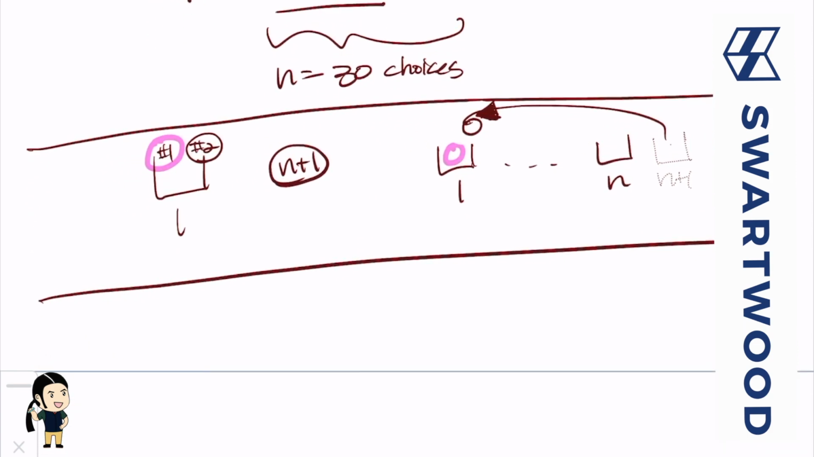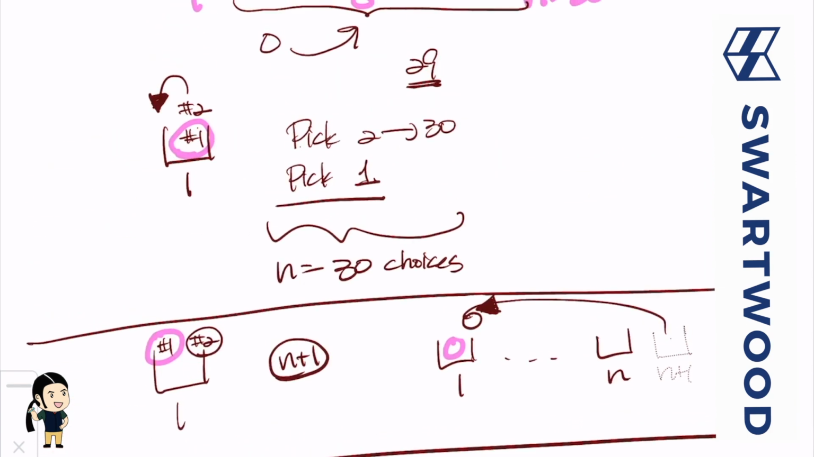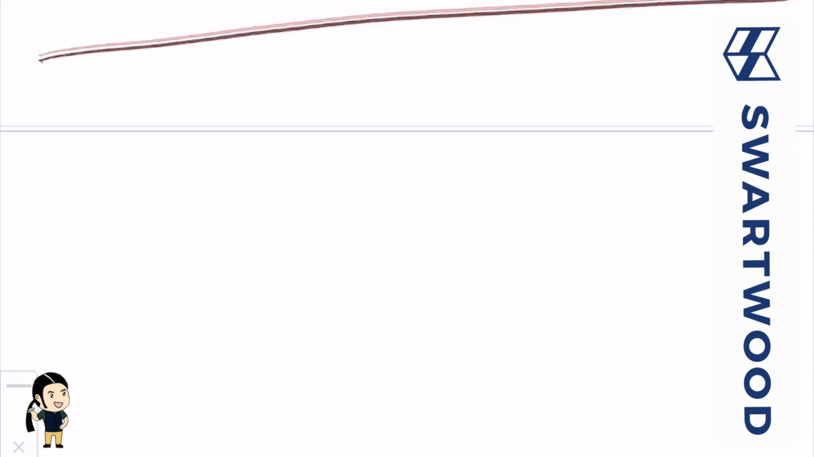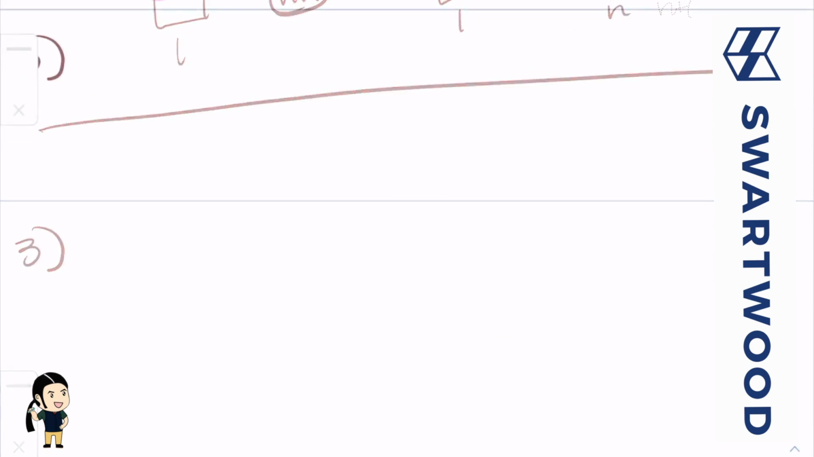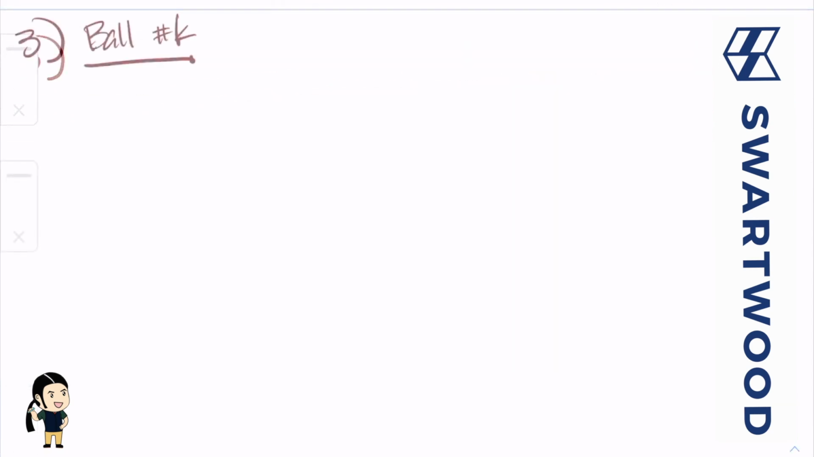If you're doing this formally, we probably do it by induction, and then we look at the general case. Since I'm not going to do it formally, I'm just going to go all the way to the last ball, ball number K, to make my point. Now remember, if we're placing ball number K, what does that mean?